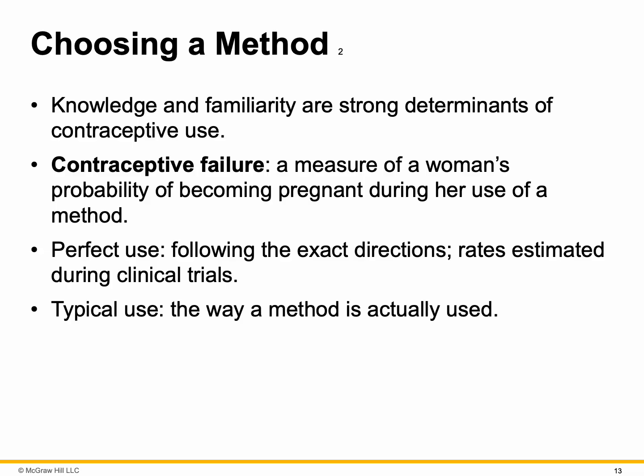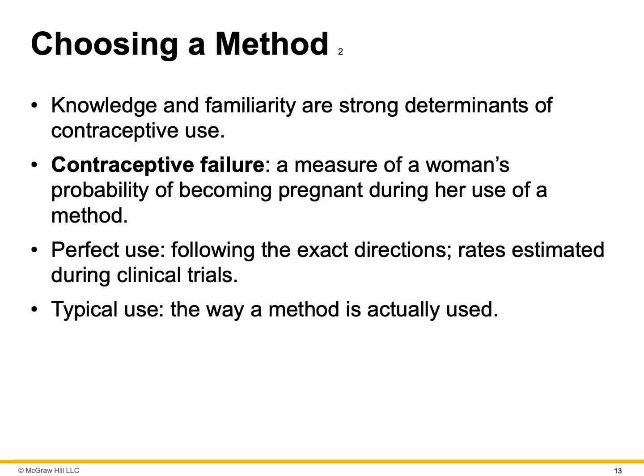So an important consideration is the degree of contraceptive failure for a particular method. Contraceptive failure is a measure of a woman's probability of becoming pregnant during her use of a particular contraceptive method. And it's important to understand the difference between perfect and typical use of a contraceptive method. This is an important point that we'll talk about as we discuss each of the contraceptive methods.